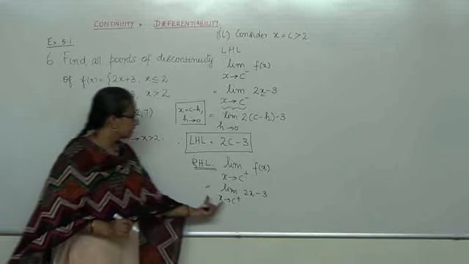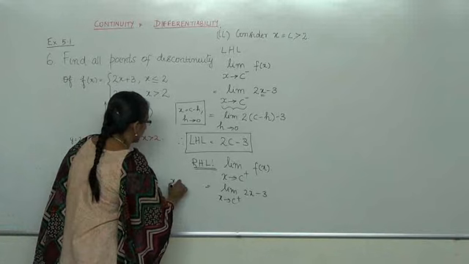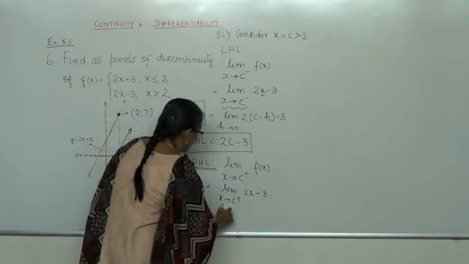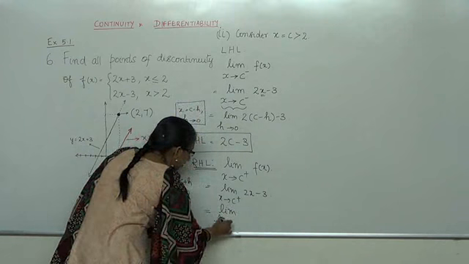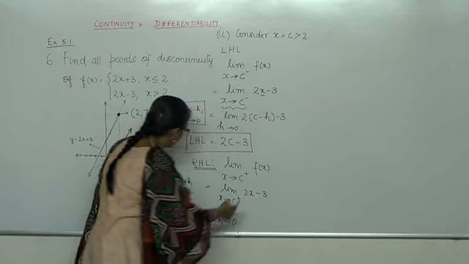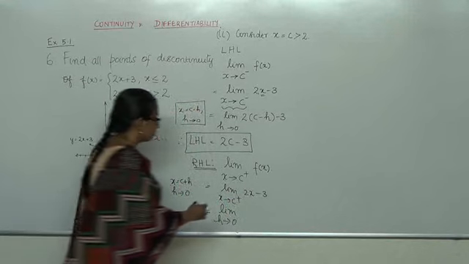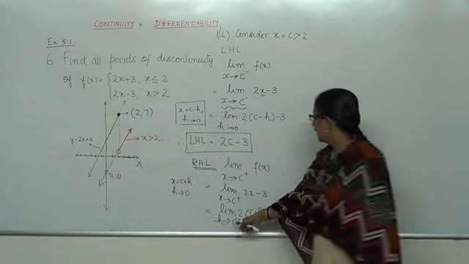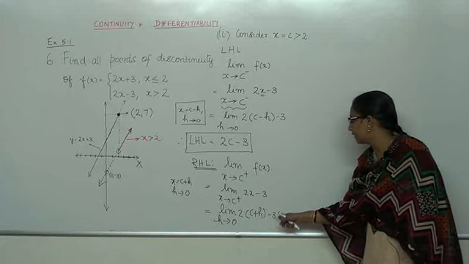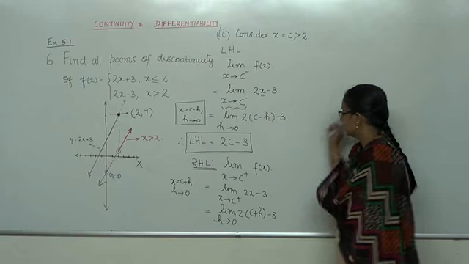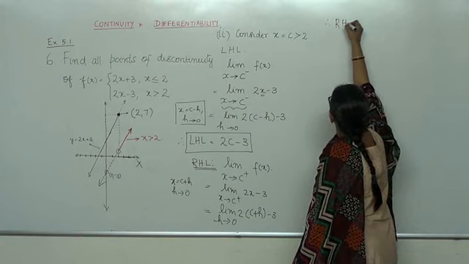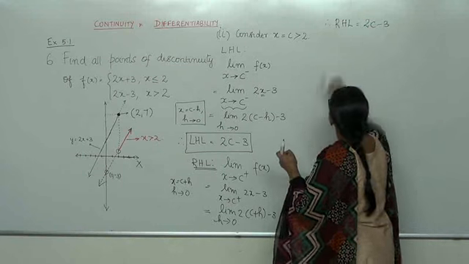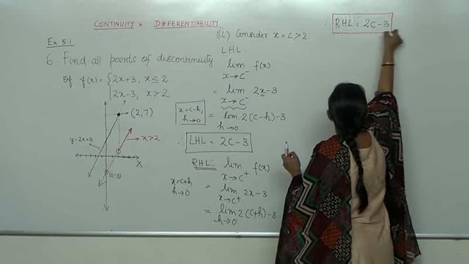Again, what does x tends to c plus mean? It means x is equal to c plus h as h tends to 0. So you will change the limit to h tends to 0, and in place of x, we will be writing c plus h. So it is 2 into c plus h minus 3. Now, as h tends to 0, limit 2 into c plus h minus 3 is nothing but 2c minus 3. Therefore, RHL is 2c minus 3. So, we have found the values of LHL and RHL.